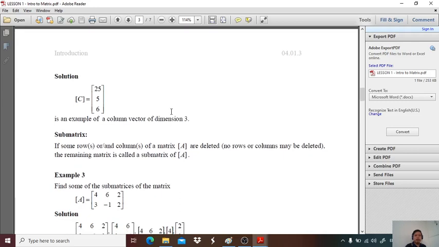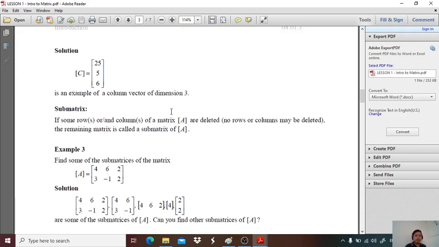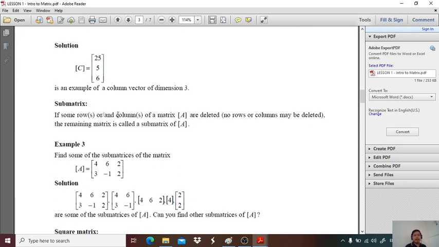Next is, what is a submatrix? If some rows or columns of a matrix are deleted, the remaining matrix is called a submatrix of A. So let's say, for example, find the submatrices of the matrix A.